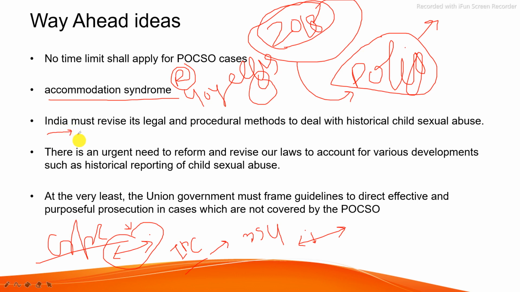Now we have seen how the UK enacted a law in 2003 for historical child sexual abuse. India must revise its procedures and enact such rules and laws. There is an urgent need to reform and revise our laws, such as the CrPC time limit and the IPC limit, and also our POCSO Act. Although there was an amendment in 2019, we can also revise and reform our POCSO Act further.